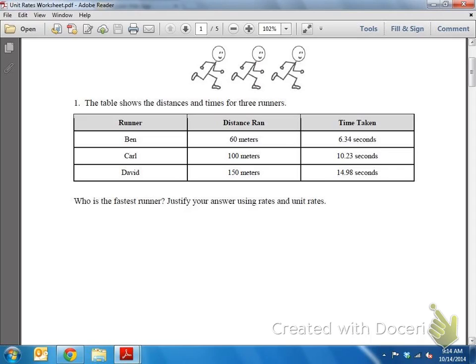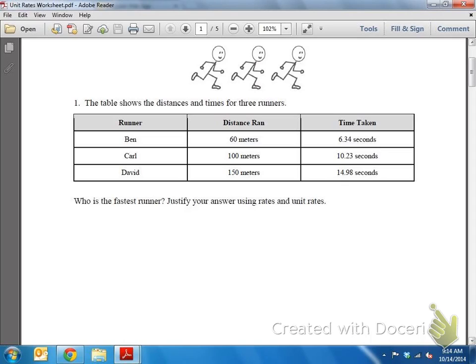So the question asks us, who is the fastest runner? Now, obviously, if we just look at the information, Ben took 6 seconds. But it's not fair, right? Because each runner had a different distance. So it's not fair to just look at the time and say, oh, Ben's the fastest because he took the shortest amount of time.